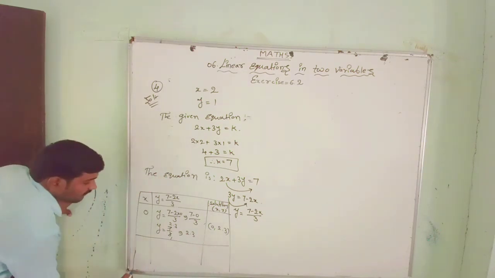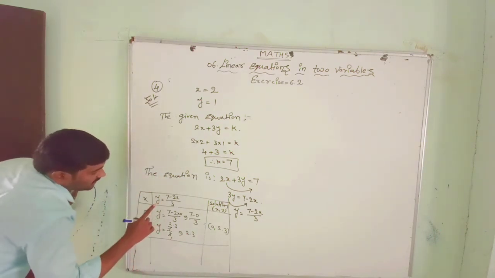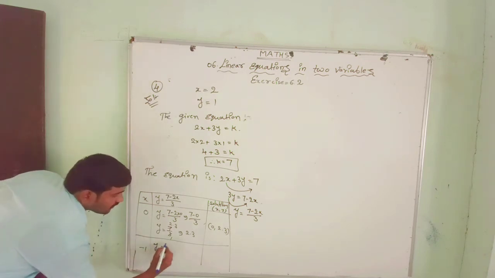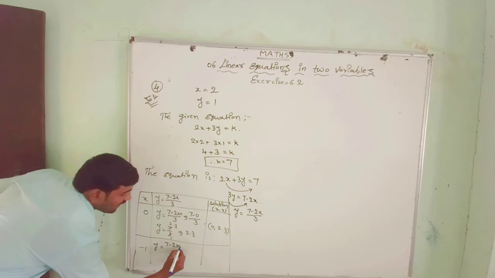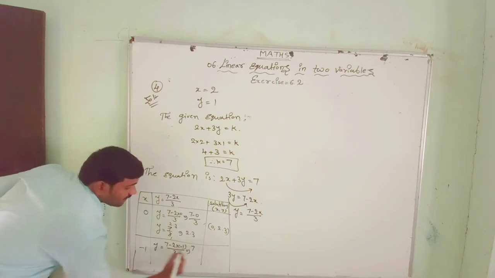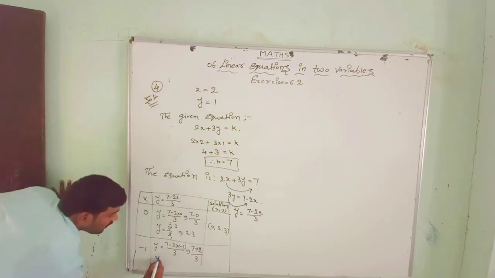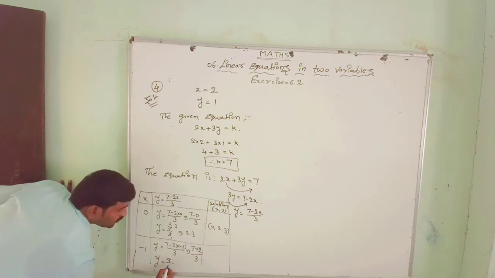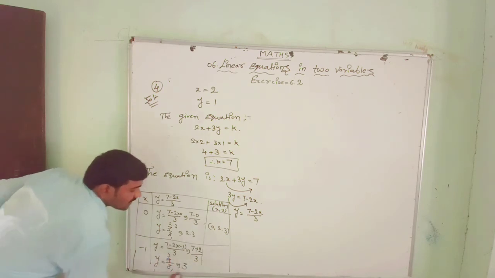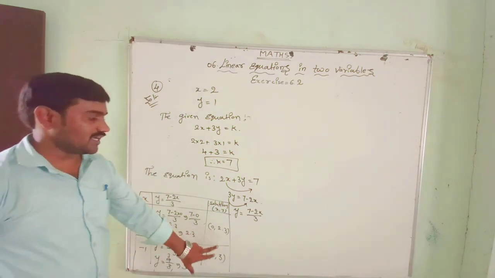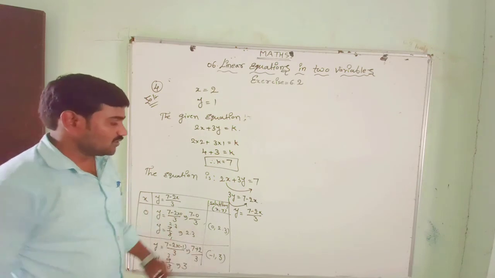Next we'll find out, suppose if minus 1 if I keep, that will be better. Now minus 1 if I take, y equal to 7 minus 2 into minus 1 by 3. See that, minus into minus is plus, 2 ones are 2 by 3. Then I got y equal to 7 plus 2, 9 by 3. 9 by 3 is nothing but a 3. 3 3s are 9. So here (minus 1, 3). We got two more solutions of this.